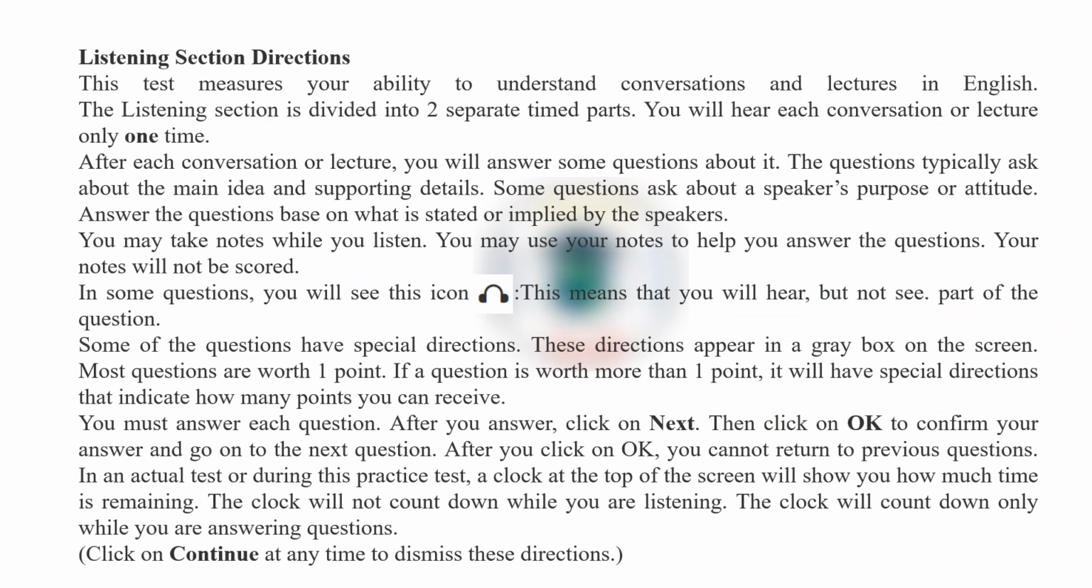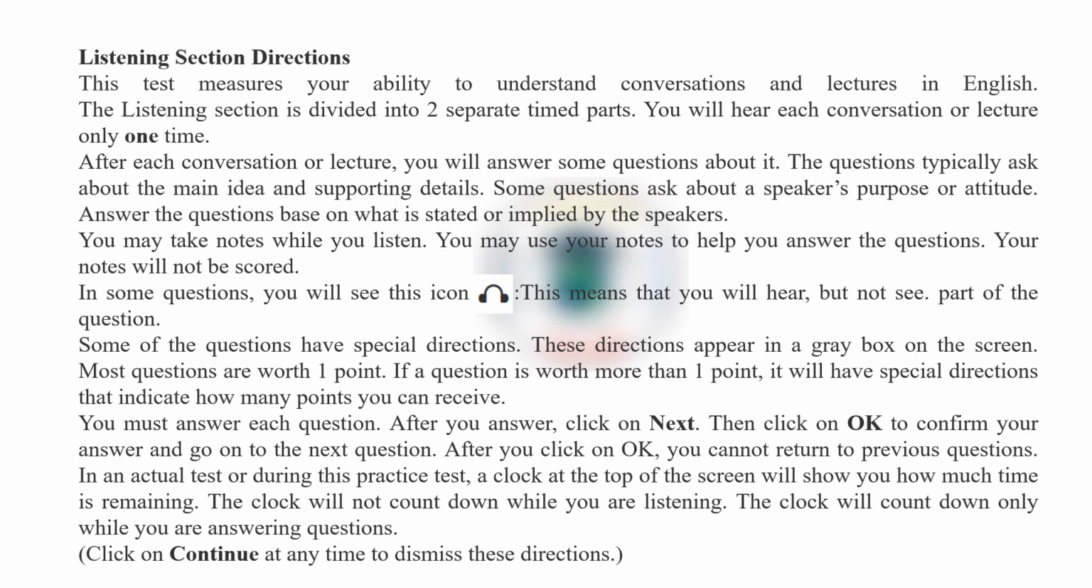Listening section directions. This test measures your ability to understand conversations and lectures in English. The listening section is divided into two separate timed parts. You will hear each conversation or lecture only one time. After each conversation or lecture, you will answer some questions on it. The questions typically ask about the main idea and supporting details. Some questions ask about a speaker's purpose or attitude. Answer the questions based on what is stated or implied by the speakers. You may take notes while you listen. You may use your notes to help you answer the questions. Notes will not be scored.